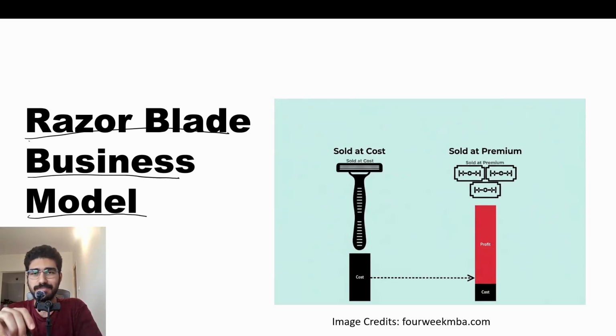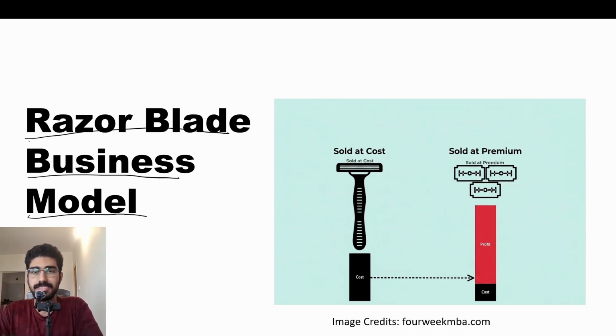The razor blade business model, in simple terms, is when you sell your main product or your service at the cost point or even below the cost point, often making losses, in order to sell another recurring product for a premium, thereby making profits for the company. This concept was popularized by King Gillette in the 1800s, who is the founder of Gillette, as we know, and that is why it's commonly known as the razor blade business model.